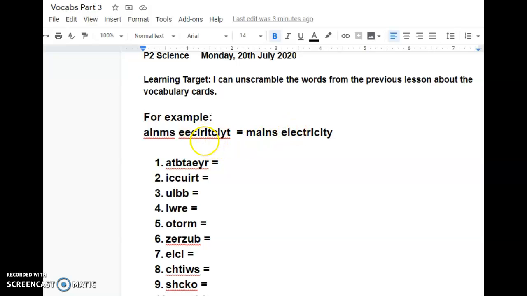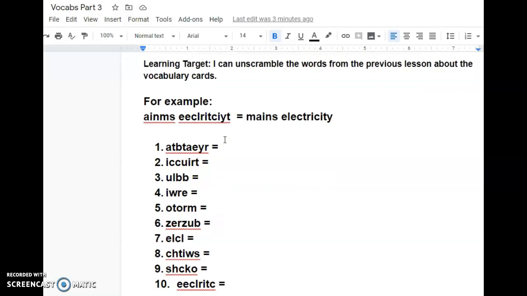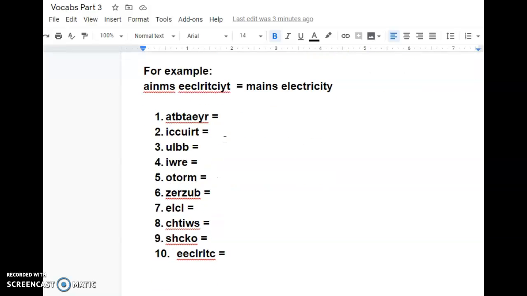E, E, L, E, E, C, C, T, T, R, R, I, C, C, C, I, T, T, Y, Y. So this one, we already have this before, so there's no need for me to explain this. So there are only 10 words.